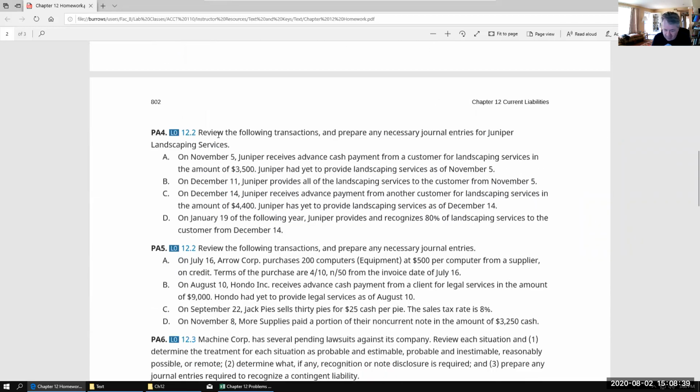And then PA4 here. So we have some unearned income. It is about the journal entry and the record keeping of cash advances, where you're receiving cash, but you haven't done the work yet. So you can't say that it's revenue because you haven't done the work. You have to put it in an account called unearned revenue or unearned landscaping revenue or something like that, and then eventually you switch that to earned revenue once the work is done.